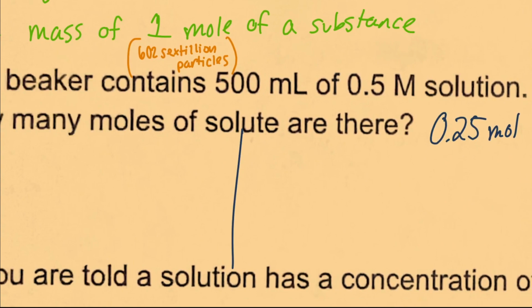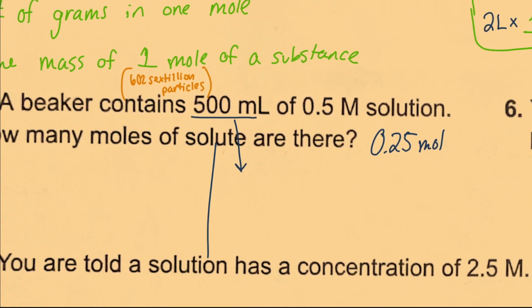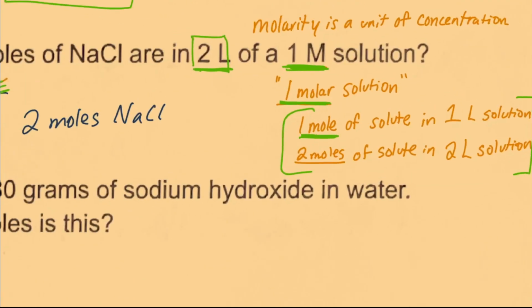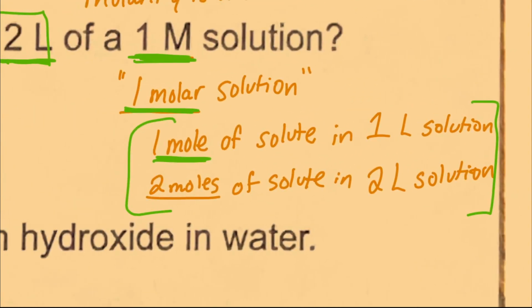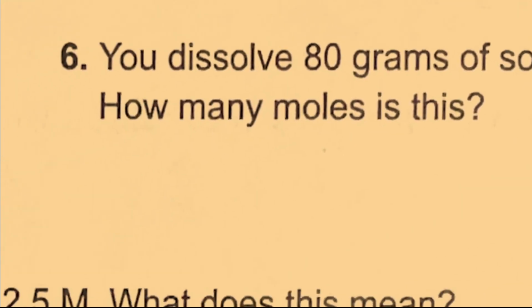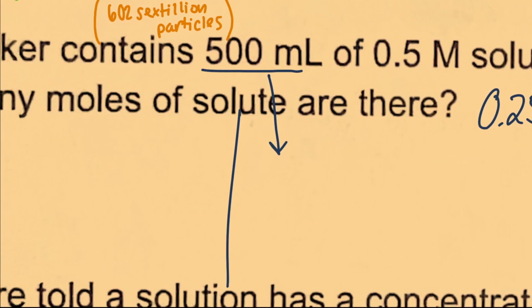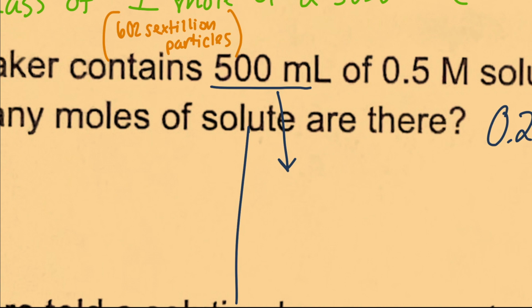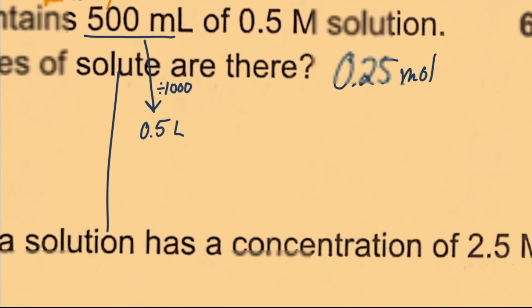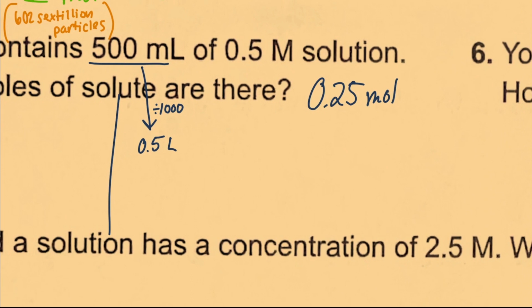So right off the bat, I'm going to notice I have 500 milliliters. My definition of molarity is about liters of solution, not milliliters of solution. So I'm going to convert my milliliters to liters. I know that 500 milliliters divided by 1,000 gives me 0.5 liters. And so that's 0.5 liters of solution that we have here. And then I'm going to look at my molarity here.